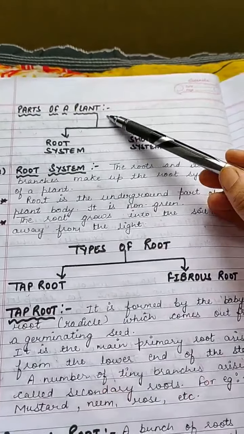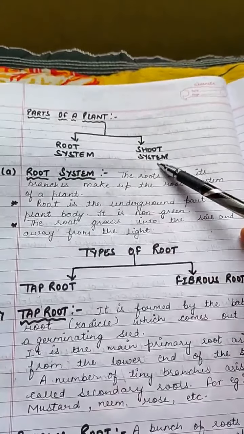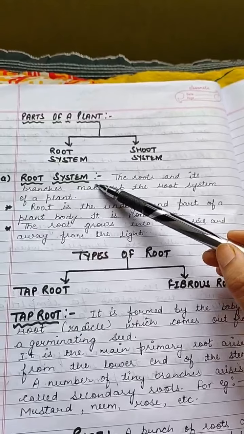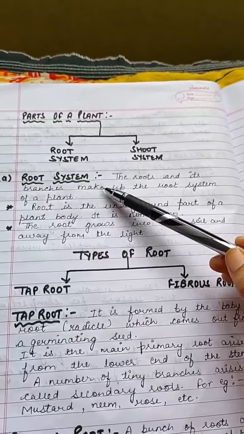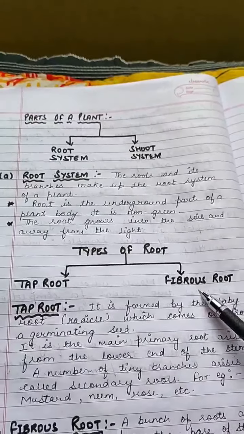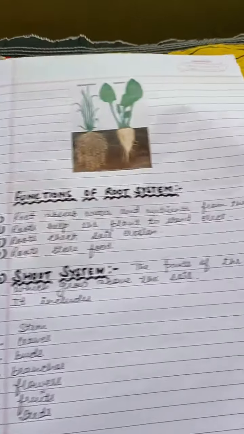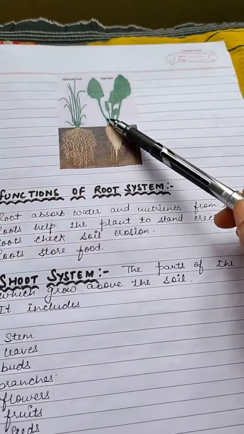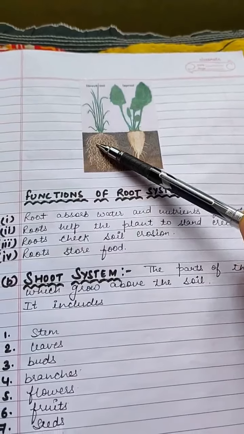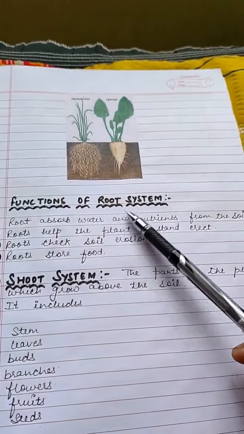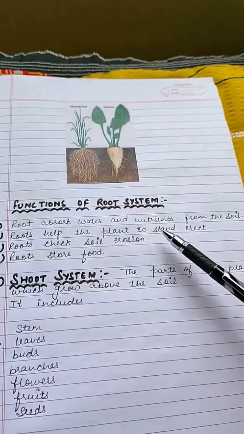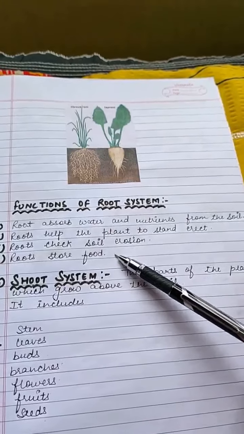Now the next is parts of a plant. It is divided into two systems, root system and shoot system. Root system includes roots and its branches. These roots are also of two types, tap roots and fibrous roots. This is a tap root and this is a fibrous root. There are many functions of root system. They absorb water and nutrients from the soil, help the plants to stand erect, check soil erosion, and store food.